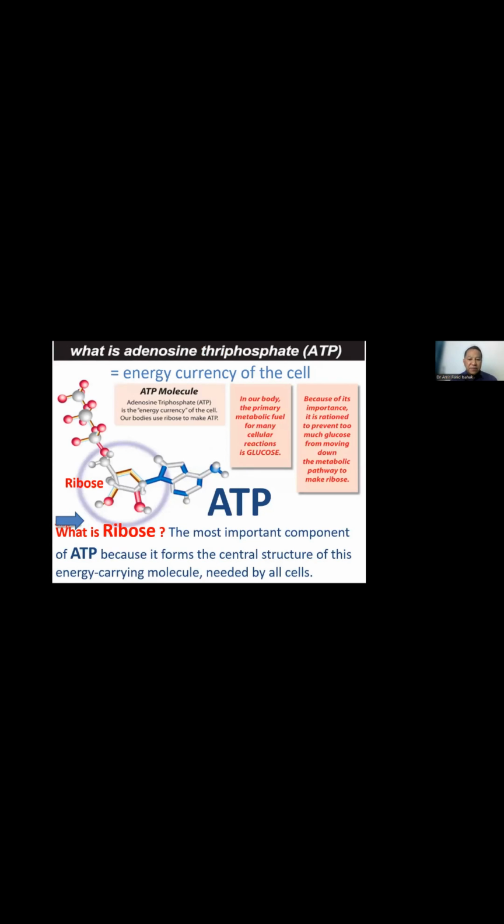So this is the ATP molecule. So you can see ribose is in the center. Cysteine is in the center of the glutathione molecule. Ribose is in the center of the ATP molecule, right? So it is the most important component of ATP, whereas cysteine is the most important component of glutathione because it carries the sulfhydryl group.